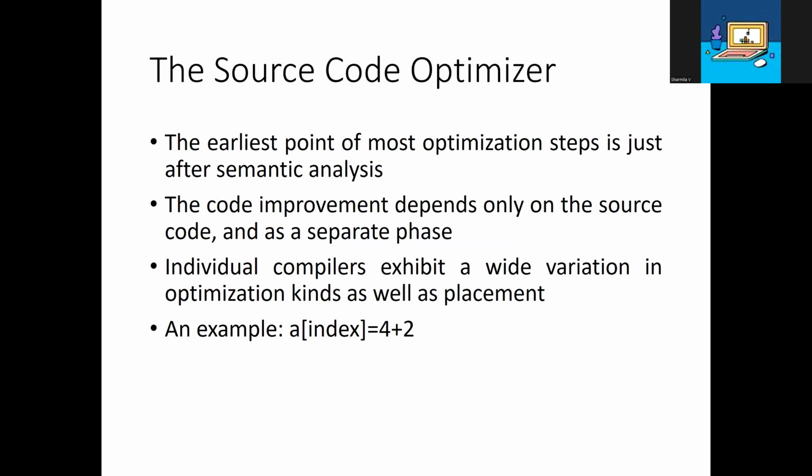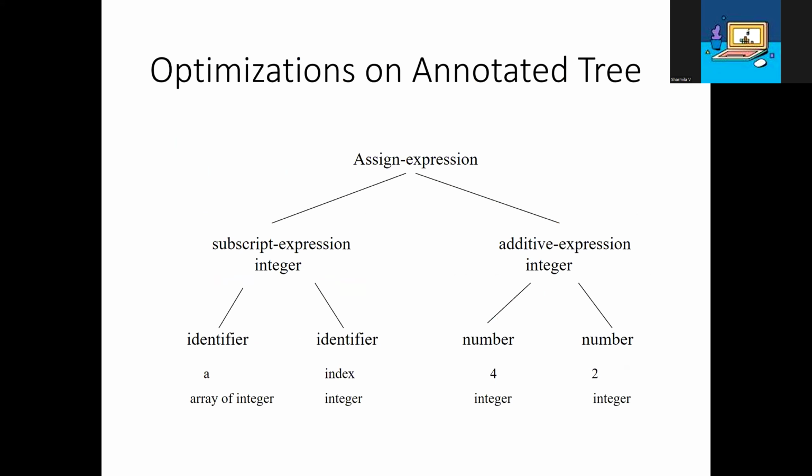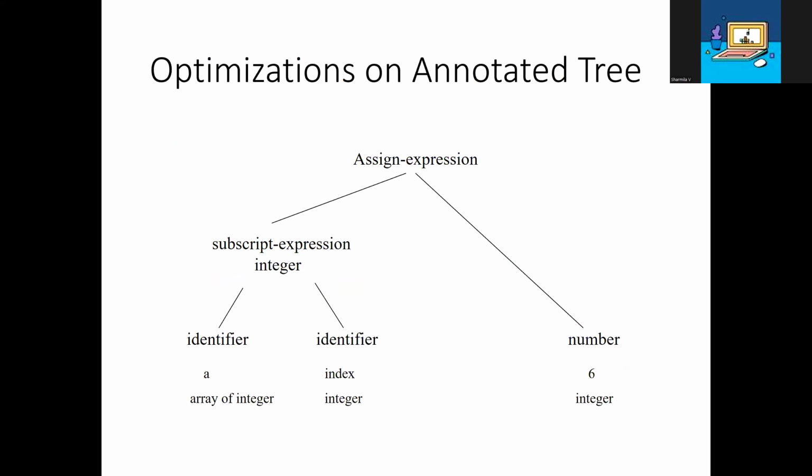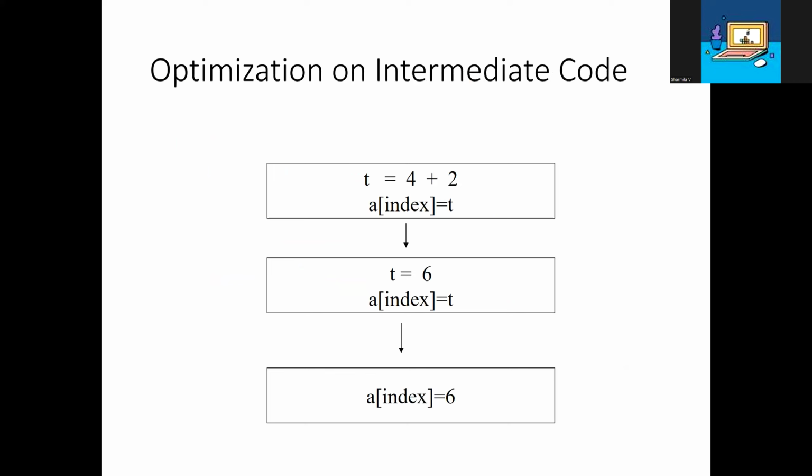Next is the source code optimizer. The source code optimizer is nothing but an optimization step. After the semantic analyzer, we optimize the given code, depending only on the source code. A separate phase is done here for the optimization, to reduce the space and to reduce the cost. Like that, we do the operations in the optimization. After optimization, we create an intermediate code.